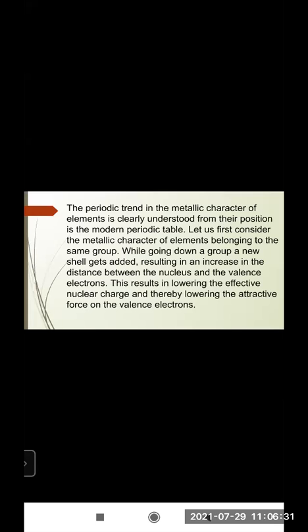While going down a group, a new shell gets added, resulting in an increase in the distance between the nucleus and the valence electron. In the last activity, we have seen that while going down a group, a new shell gets added, and because of this the distance between the nucleus and the outermost shell increases. This results in lowering the effective nuclear charge and thereby lowering the attractive force on the valence electrons.